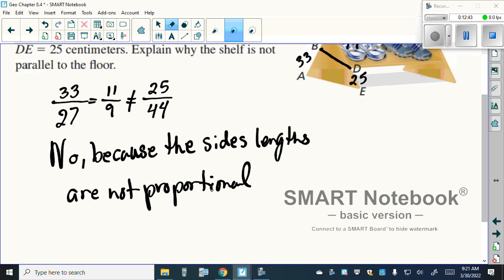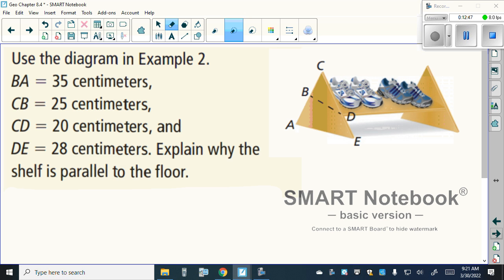Questions on this here? Okay. All right, so we're going to do this again. But this time, they tell us that BA is 35. CB is 25. CD is 20, and DE is 28.